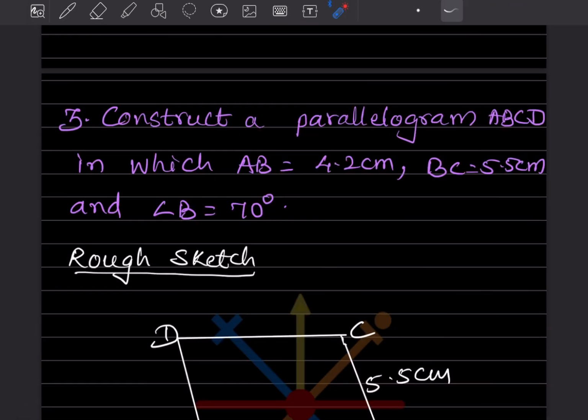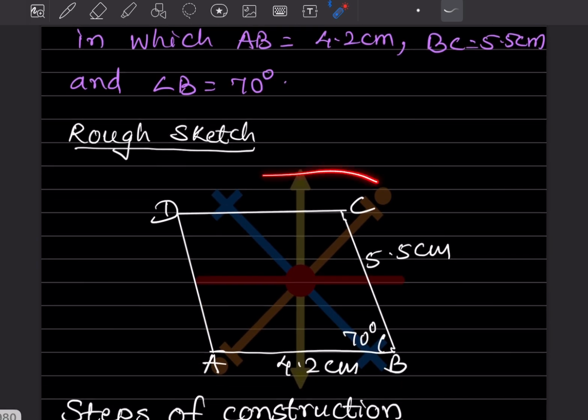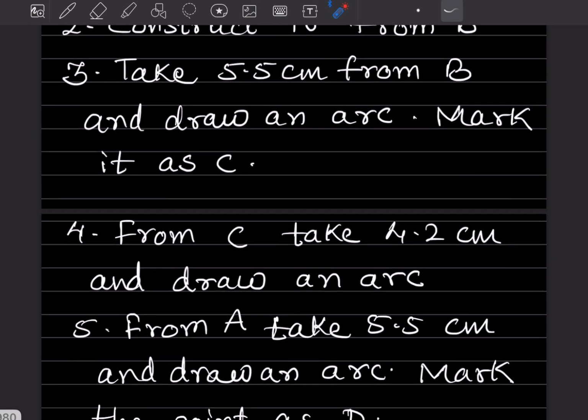Construct a parallelogram ABCD in which AB is 4.2 centimeter, BC is 5.5 centimeter, and angle B is 70 degree. So this is the rough sketch. It should look like this. So now we'll see the steps of construction.